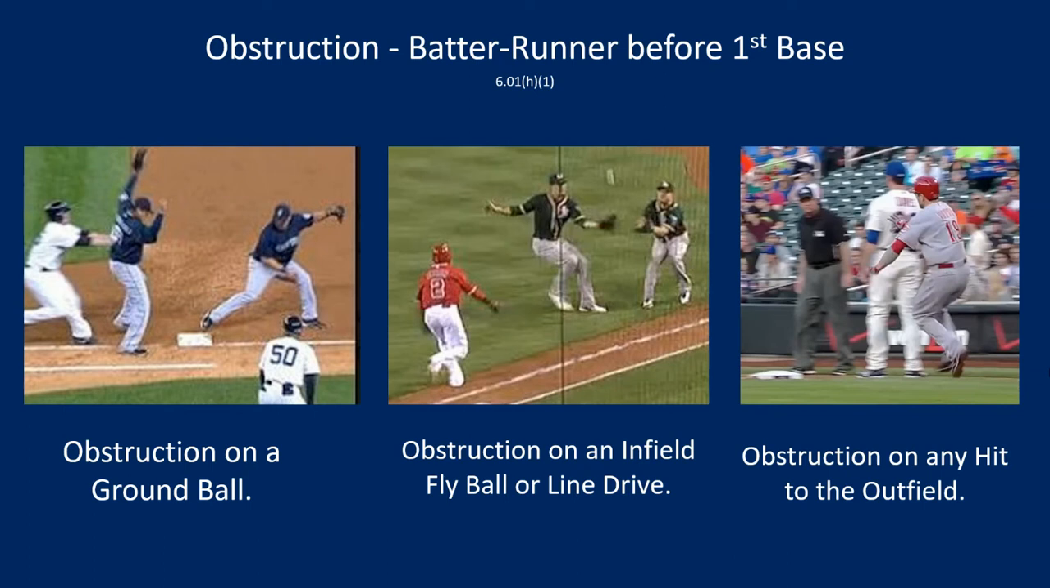So these 3 situations have a different application. So obstruction on a ground ball, we do one thing as the umpire. There's one part of the rule. The second part of the rule applies when there's obstruction on the infield with a fly ball or a line drive. And then our third situation, obstruction on any hit to the outfield. So let's take a look.